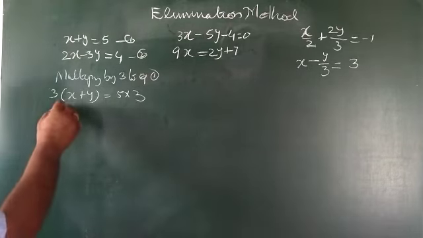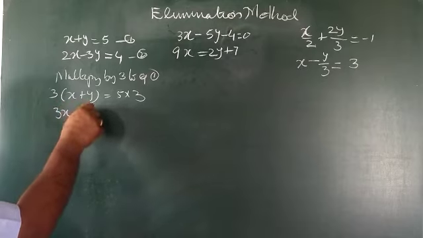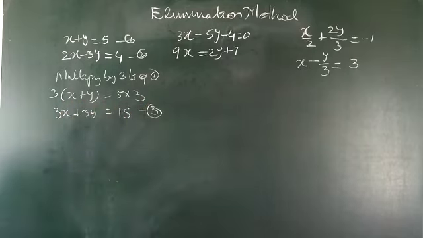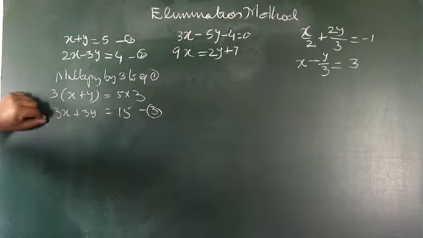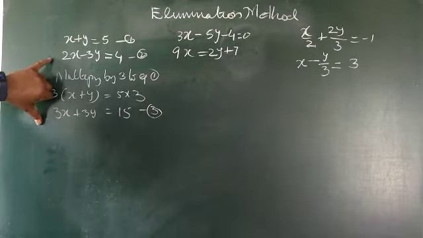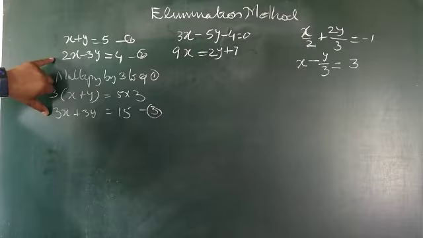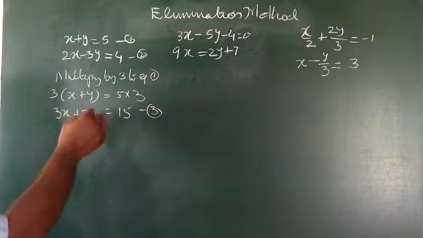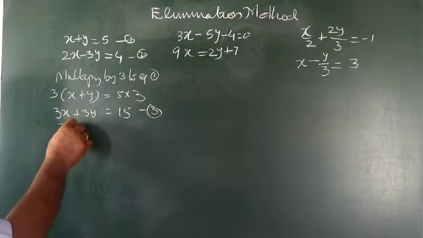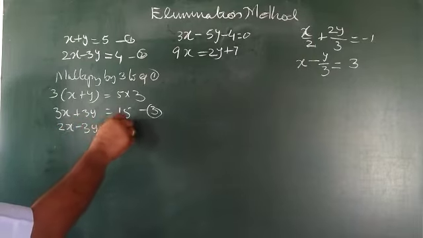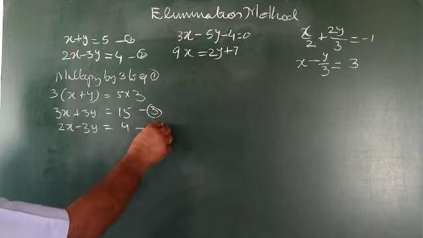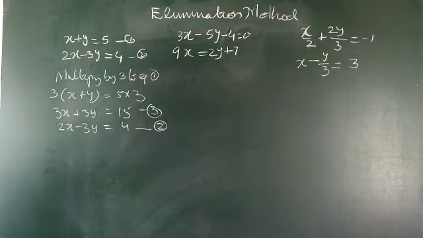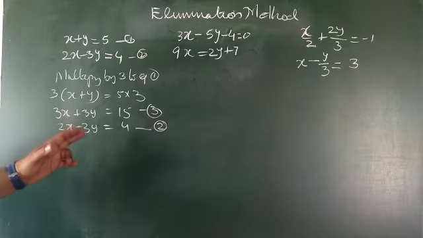So when we open it, it becomes 3x plus 3y is equal to 15. This becomes the third equation. Now the first equation has become the third equation, so we have to compare the first equation and the second equation. Now if we write the second equation here also, it is 2x minus 3y is equal to 4. Now compare this third and second equation. What can we do? It is plus 3y, it is minus 3y.